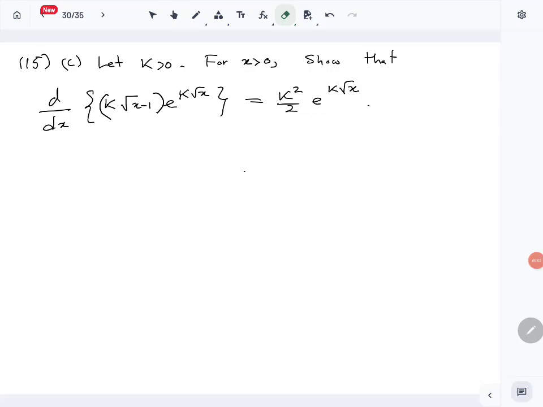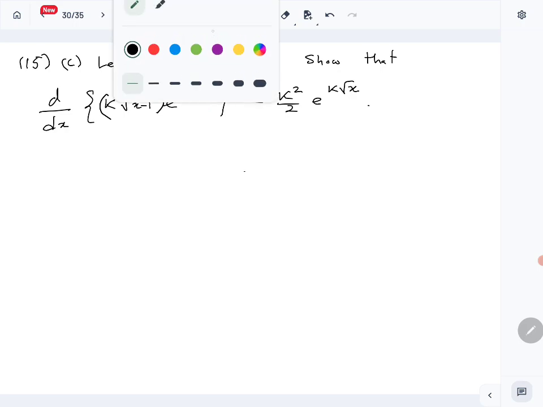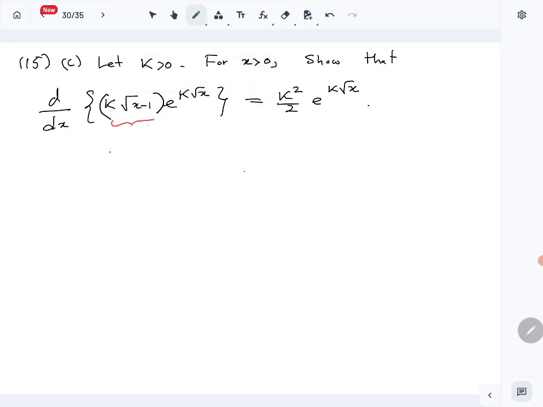Okay, now let's look at question number 15, part C. In part C, it is given that k is positive and x values are also positive. Then we have to show that the derivative of this function is equal to this. If you look at the function, we have to differentiate. It's a product, u times v, so we can apply the product rule to find the derivative.